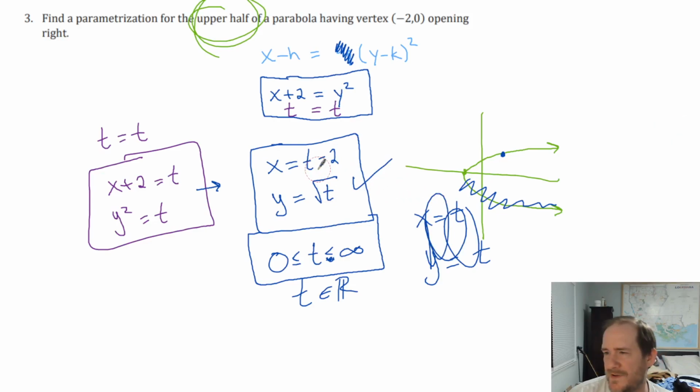I said a bazillion times that parameterizations are non-unique, so you might have come up with a parameterization that's different from mine that works better. And if you did find one where t, like down here, if this was just plain old t and the x was something else, that might be a more elegant parameterization. But mine's fine, so I'm moving on.